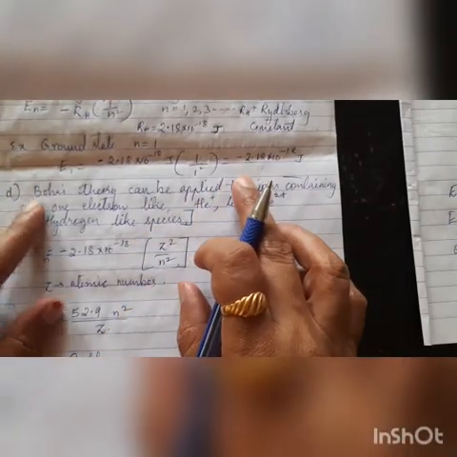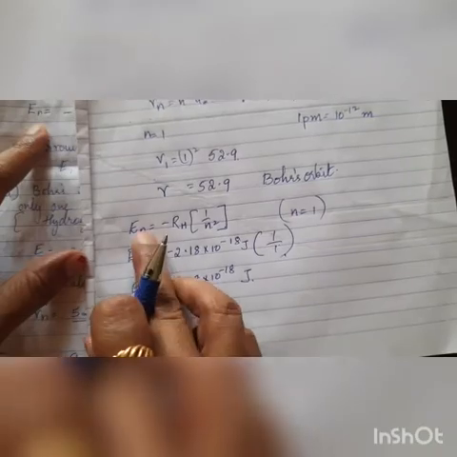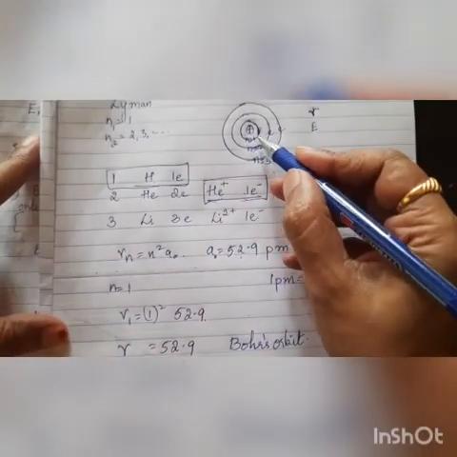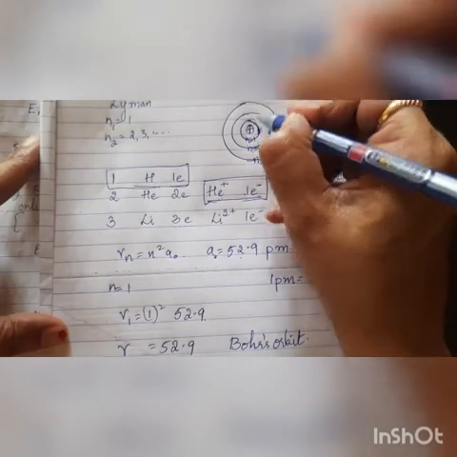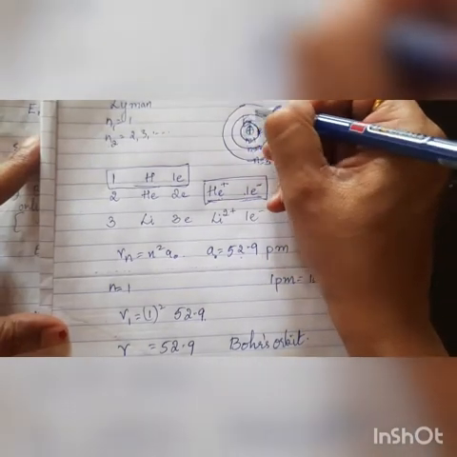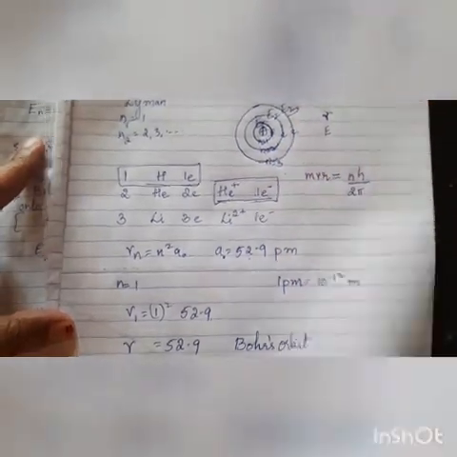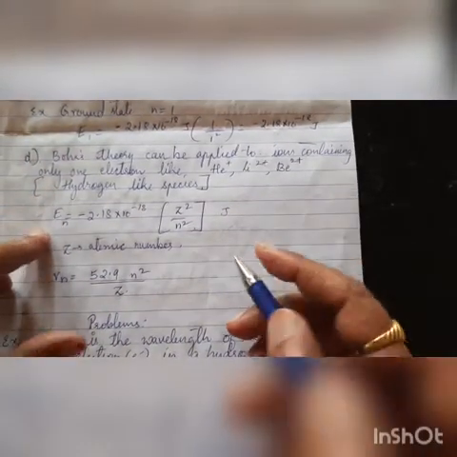In this way, if you take n is equal to 2, n is equal to 3 and so on, you can find out the energy associated with each of these orbits. So n is equal to 1 means the energy associated with it will be E1, this will be E2, this will be E3. So the energy keeps differing, and we can find out the energy of each of the orbits.